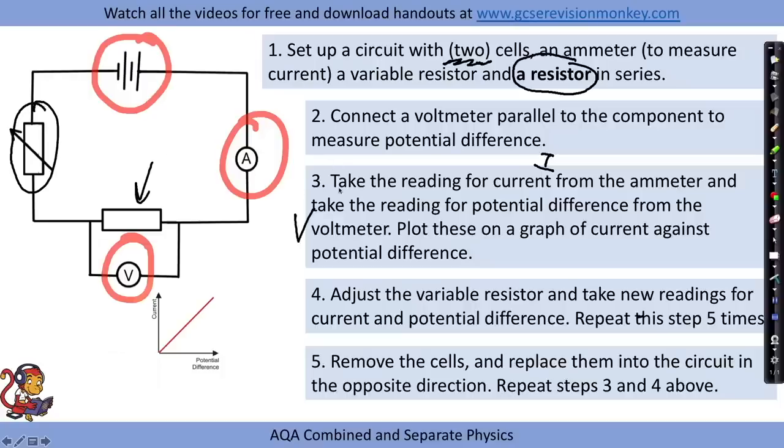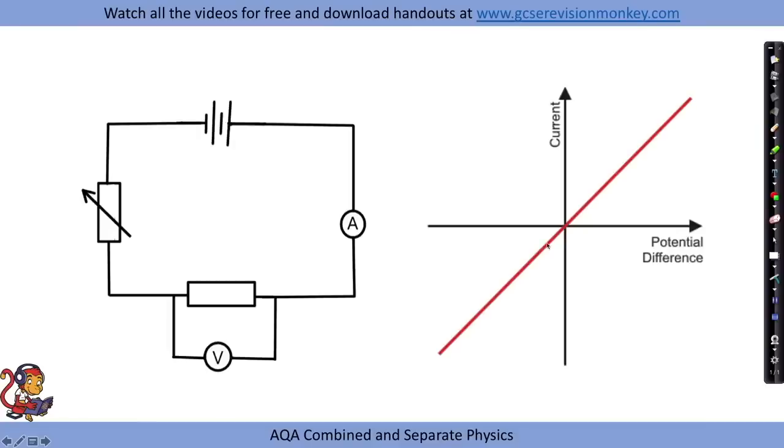And then we repeat steps 3 and 4 above. And by doing that, we get negative readings for our voltmeter and ammeter, and we can collect data for this negative region of the graph. So that's our completed graph for a resistor at constant temperature. You can see a directly proportional relationship between current and potential difference.